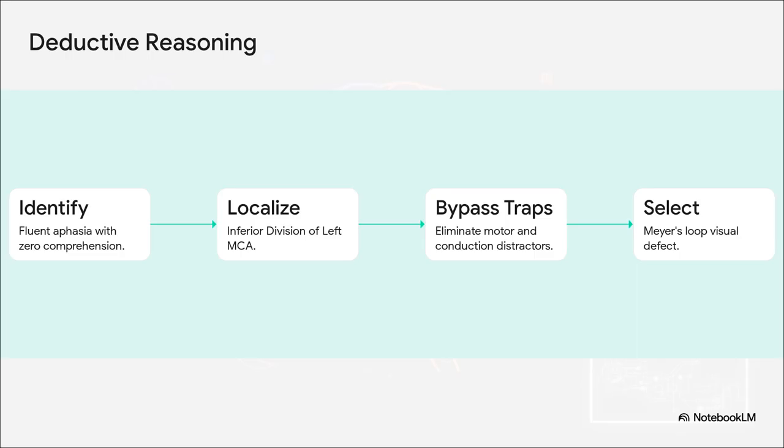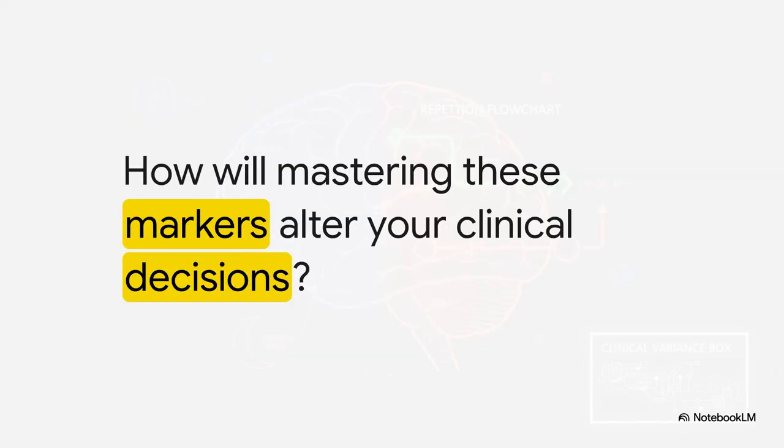You also toss out choice D. Impaired repetition with intact comprehension describes conduction aphasia, not Wernicke's. And regarding our 5th option, choice E, bilateral nystagmus, that's just a distractor pointing toward brainstem or cerebellar pathology. This leaves us with step 4. You strictly lock in choice C, the contralateral superior quadrantanopia, simply because the inferior MCA division supplies Meyer's loop in the temporal lobe. To wrap up this explainer, I want to leave you with this thought.